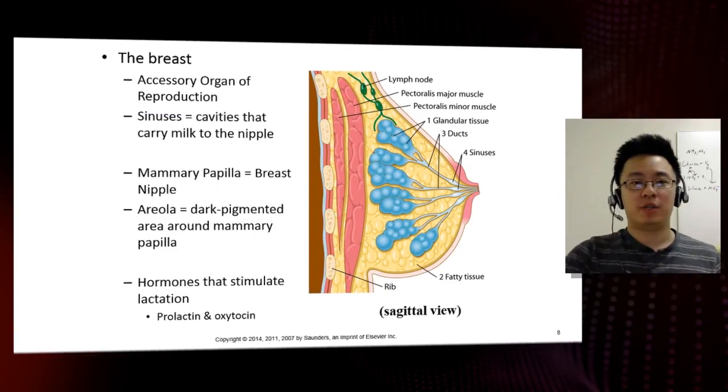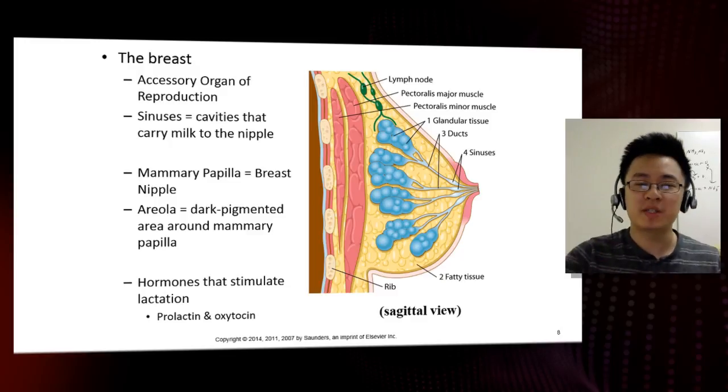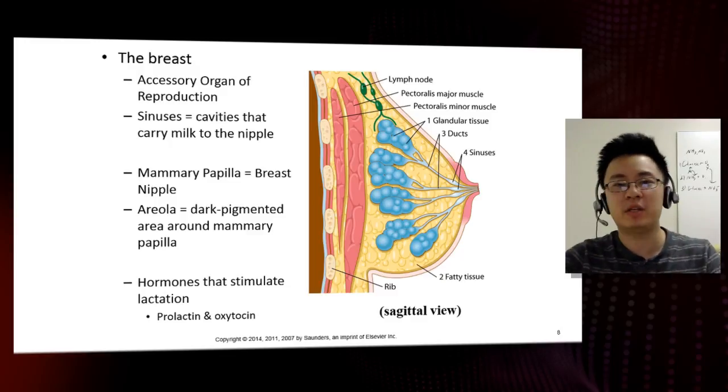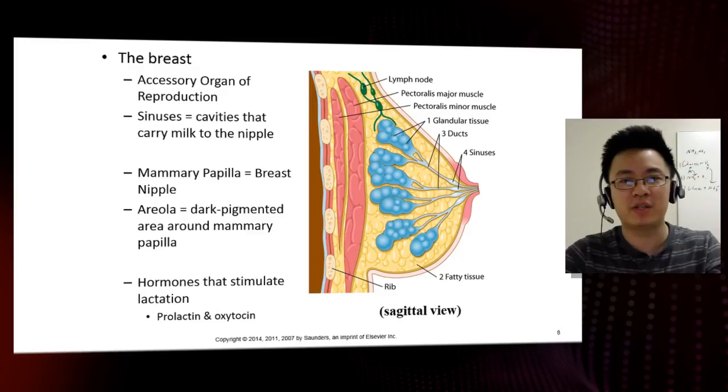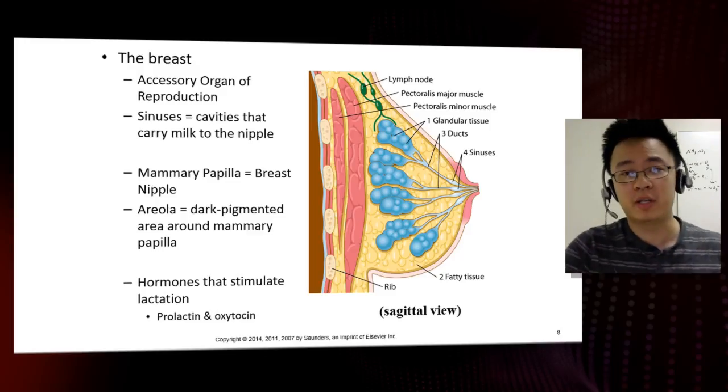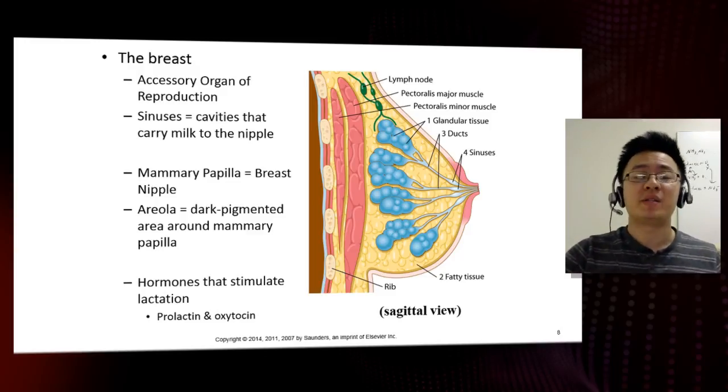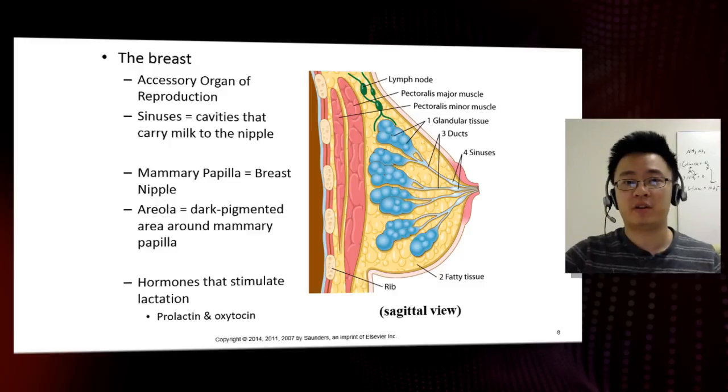Now, other structures here that are part of the female reproductive system, some scientists out there still look at this as part of the debate. Is it really part of the female reproductive system? But we're going to go based upon our textbook. The breasts are accessory organs of the female reproductive system.